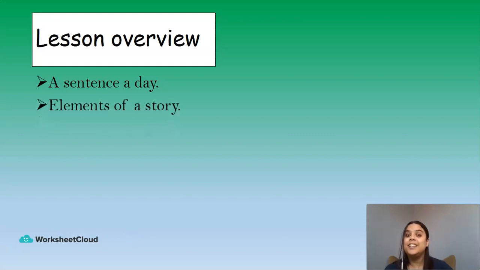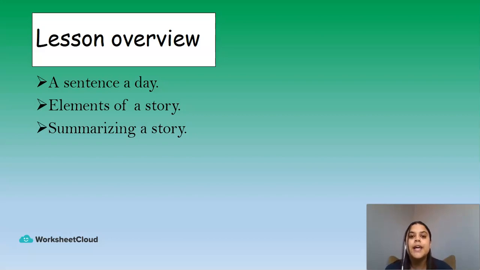We're going to be looking at elements of a story. We looked at Slim and the Dinosaur, and now we're going to look at the elements of a story and how to analyze a story when we are looking at one. We're going to summarize a story in this lesson as well. We've read Slim and the Dinosaur, we know exactly what happened, and now we are going to summarize the story. That is what we're looking at doing for today.